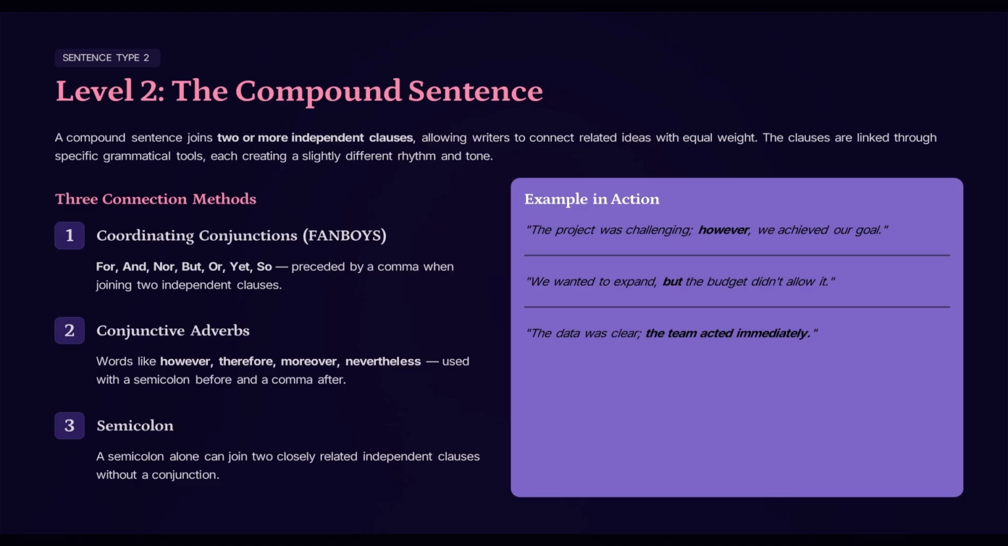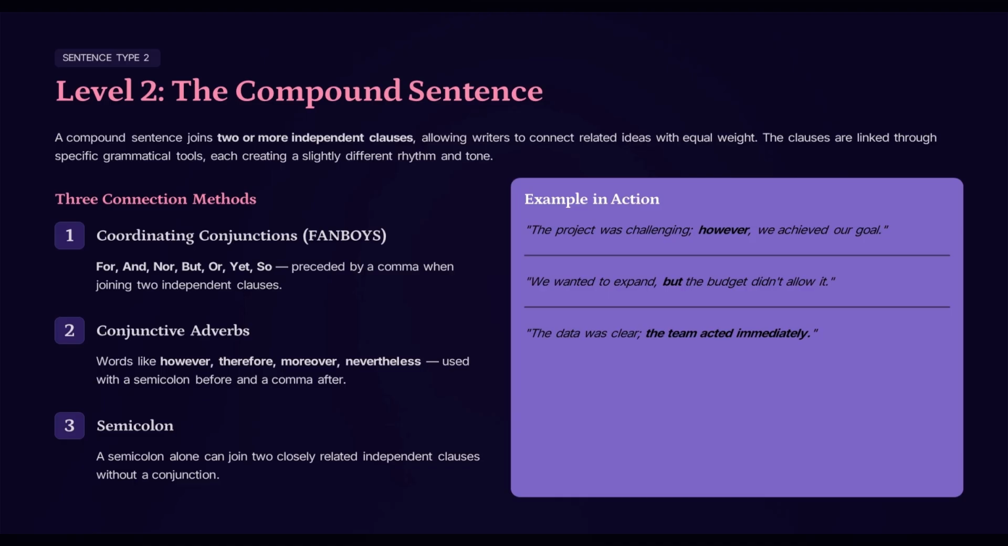Coordinating conjunctions: FANBOYS: for, and, nor, but, or, yet, so, preceded by a comma when joining two independent clauses. Conjunctive adverbs: words like however, therefore, moreover, nevertheless, used with a semicolon before and a comma after. Semicolon: a semicolon alone can join two closely related independent clauses without a conjunction.